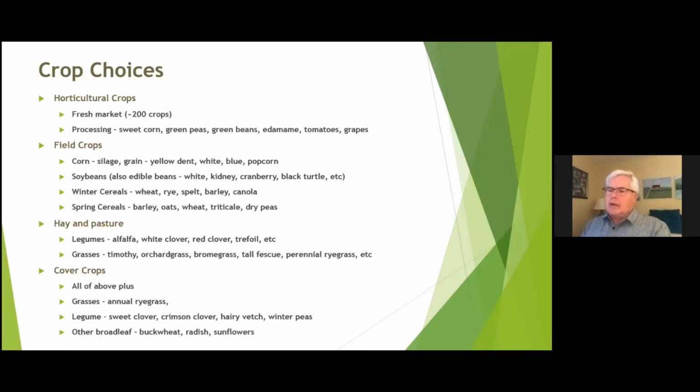We grow a lot of crops in Ontario. We have a lot of fresh market horticultural crops. There's approximately 200 fresh market crops that we're growing. And then some processing crops, that's not all of them, but sweet corn, green peas, green beans, edamame, tomatoes, grapes. Then we got a bunch of field crops. We got our hay and pasture crops. And then at the bottom, I've listed some of the cover crops. One of my favorite of which is the last one, sunflowers, which always look nice in the late summer out in that field growing, but they're actually a very effective cover crop as well.